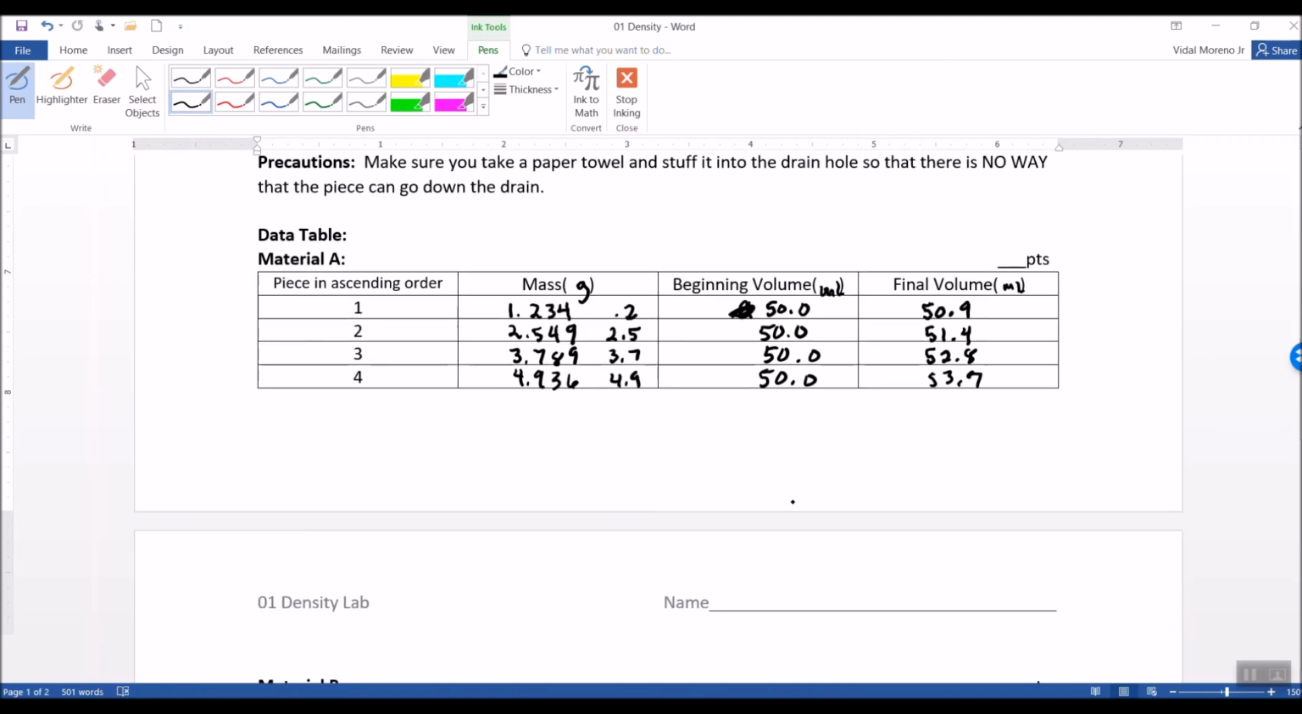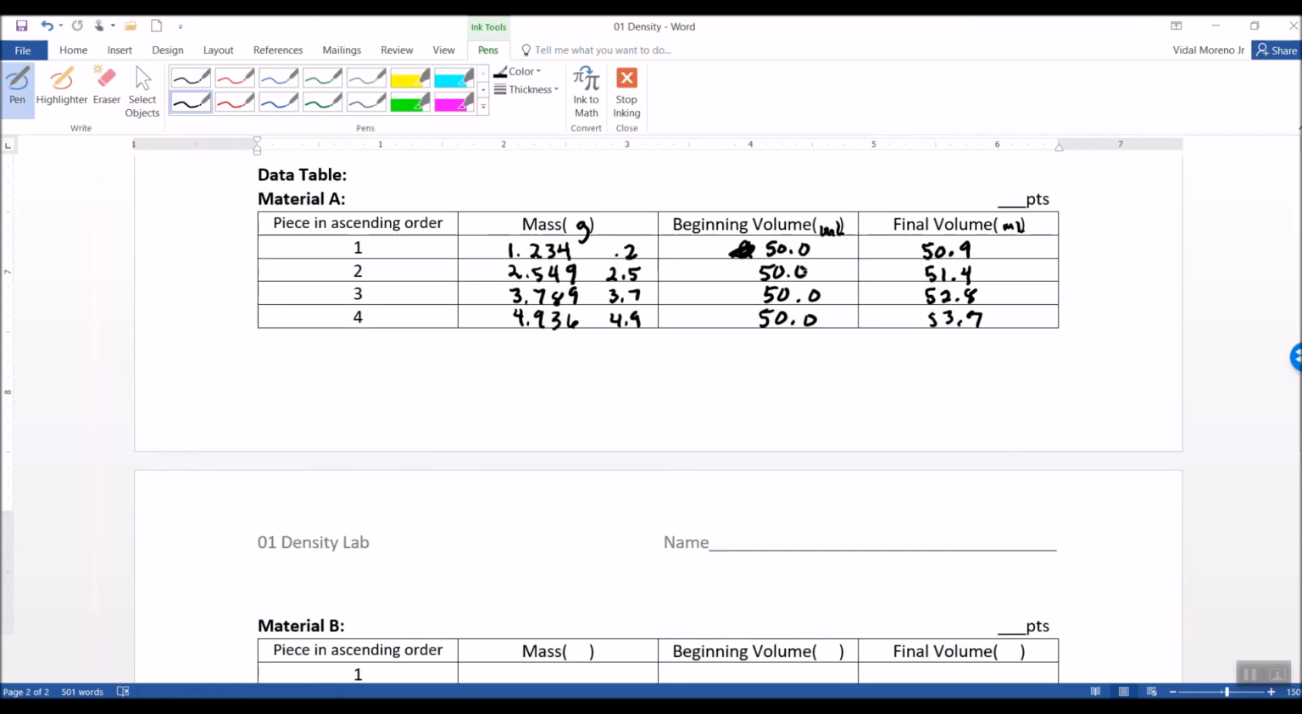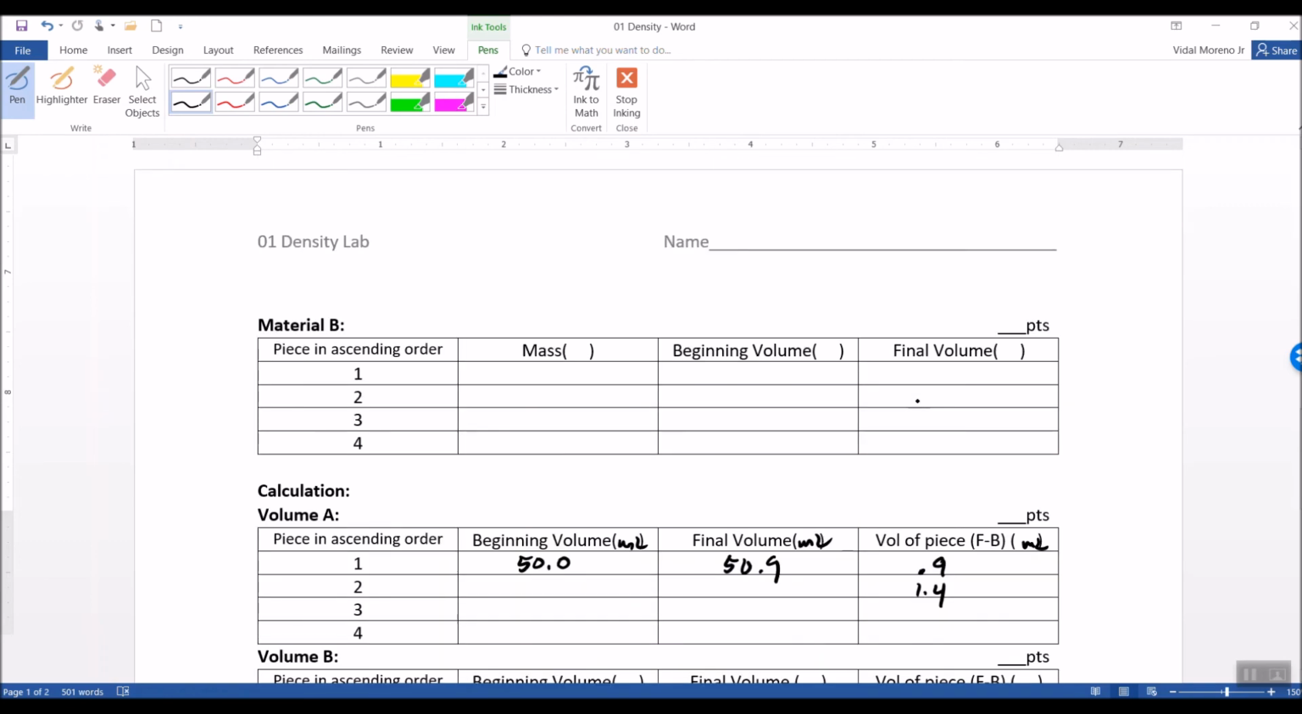The volume will be measured to 1 decimal place. Remember, the beginning volume is the volume of the water before you add the device. The final is the volume of the water after adding the device.